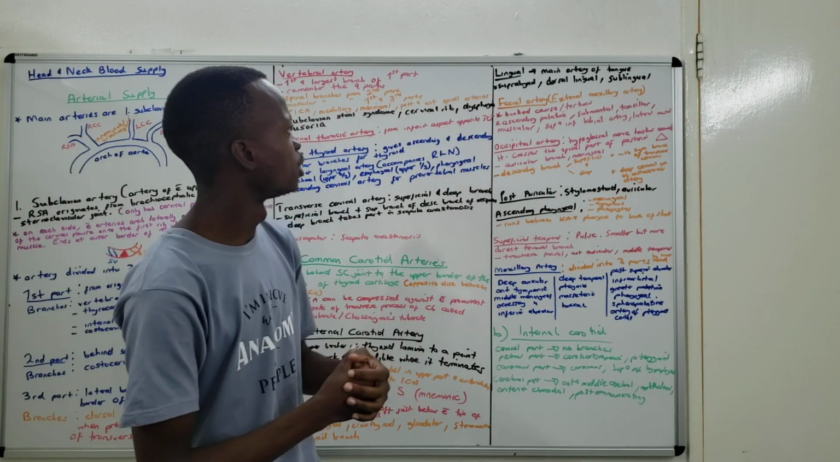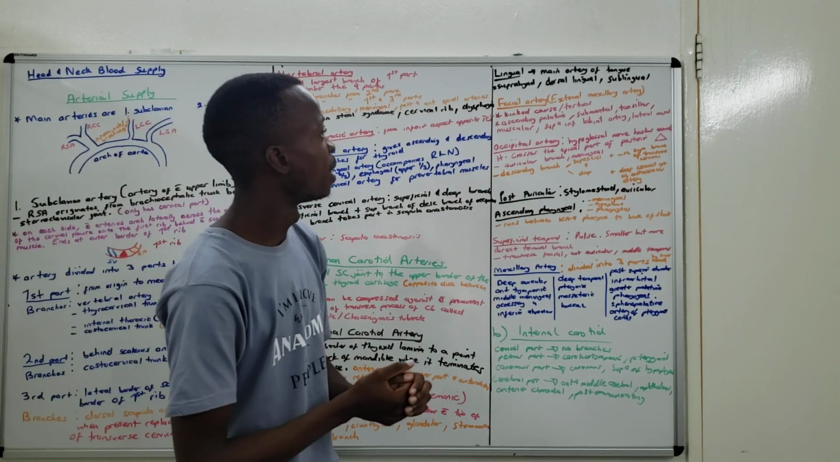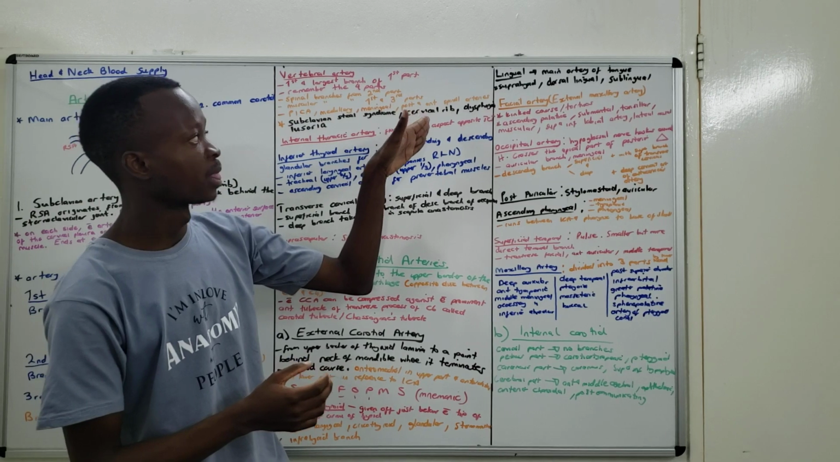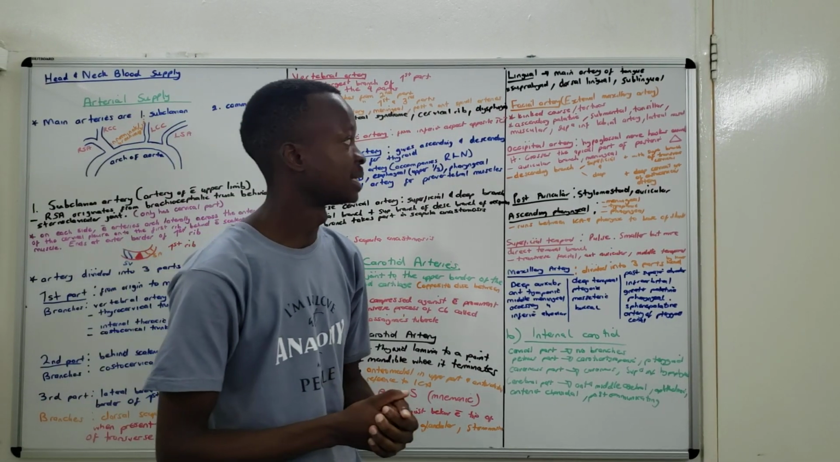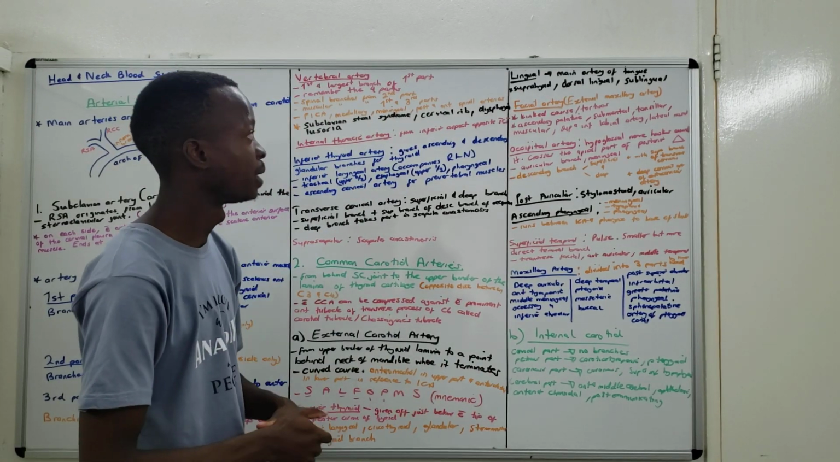Then we can also have something known as dysphagia lusoria, where if these branches are given off from the descending thoracic aorta, they can actually compress your esophagus and give problems with swallowing and eating.